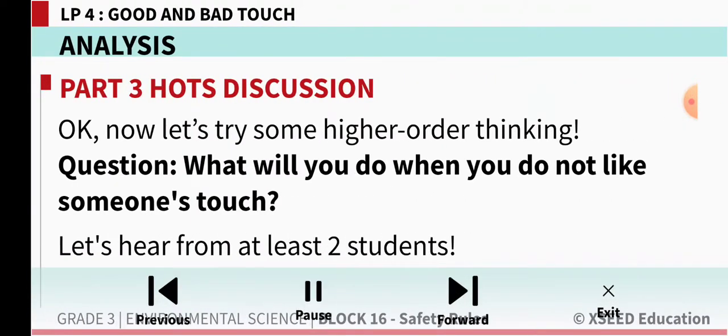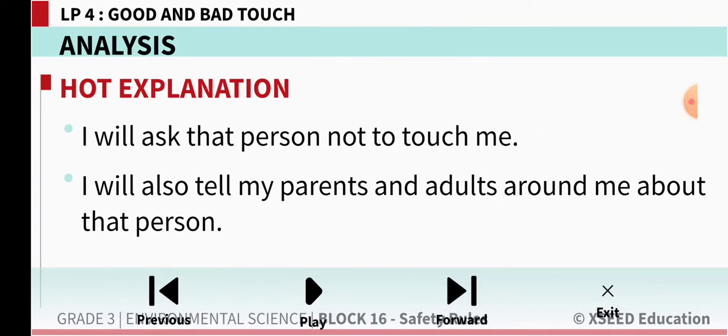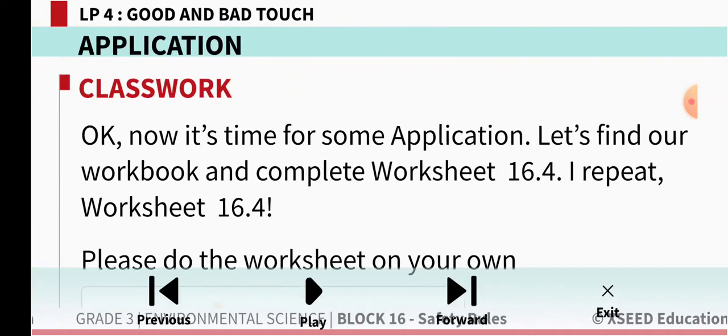Now, what will you do when you do not like someone's touch? I will ask that person not to touch me. I will also tell my parents and adults around me about that person, okay? You should ask that person, don't touch me. You should say it very clearly. And you should also tell your parents or any other adults who are near you about that person.